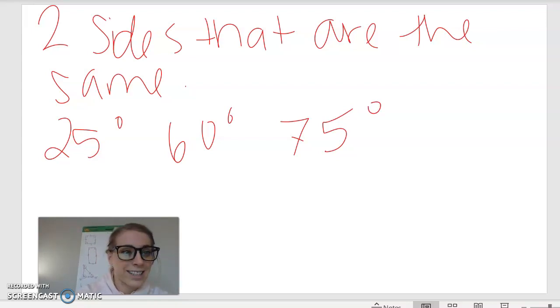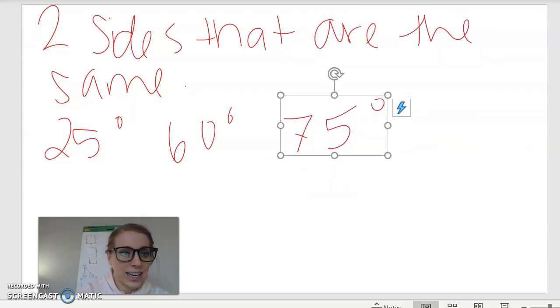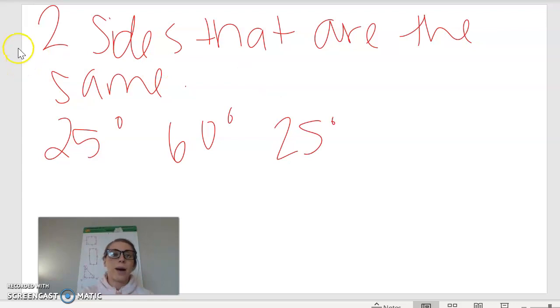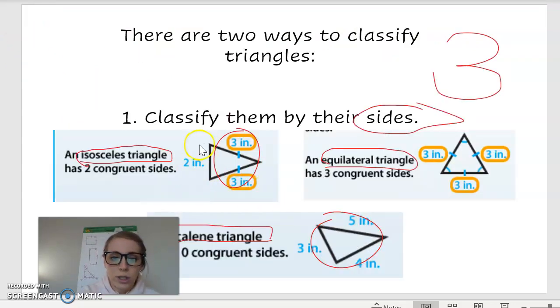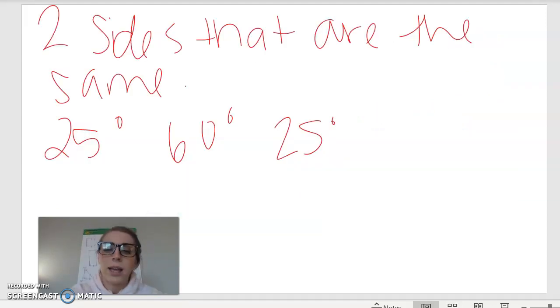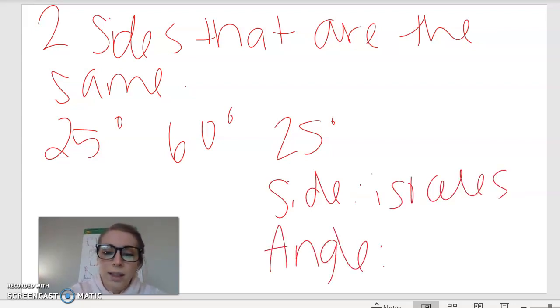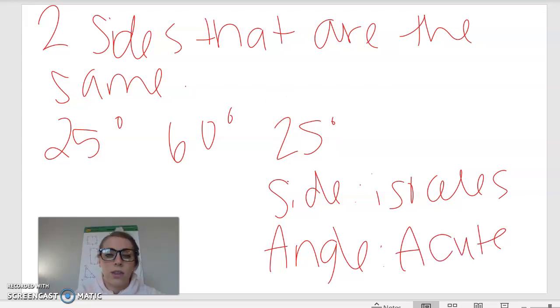That makes sense, because let me just do one thing. Erase that quick. So I'm going to change this up a little bit. We have 2 25s and a 60. So I go back to my chart here. I look for 2 sides that are the same. It's the isosceles. So now I can go back and label it. So side is isosceles, and angle, I look at my degrees here and they're all less than 90. So that means it's a cute little angle. So this is an isosceles acute triangle that they're describing.